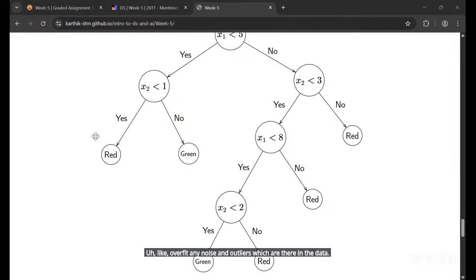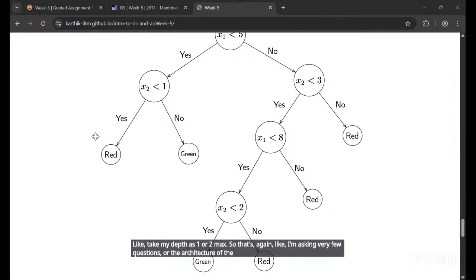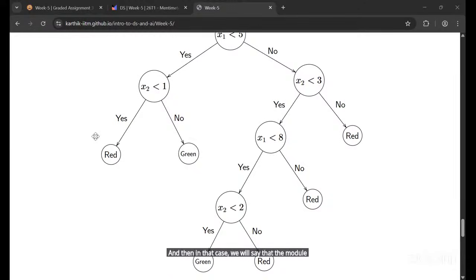And on similar lines, suppose I only ask 2 or 3 questions and take my depth as 1 or 2 max. Then I'm asking very few questions, and the architecture of the model is very simple. In that case, we will say that the model is underfitting because it has not really learned the whole lot of relationships and patterns that are actually underlying the training set. I hope everyone understands that.